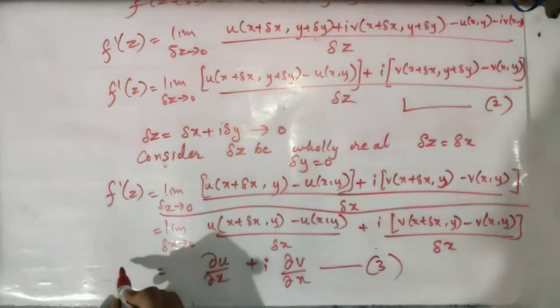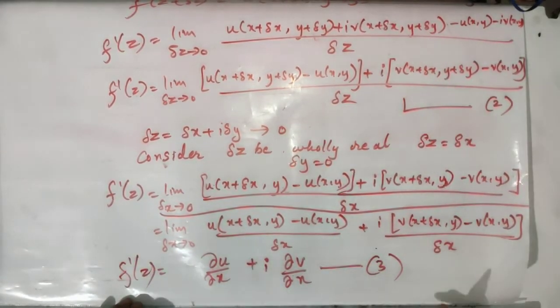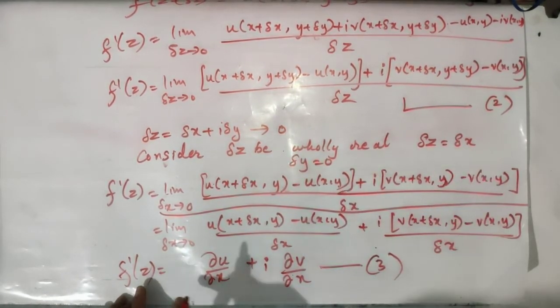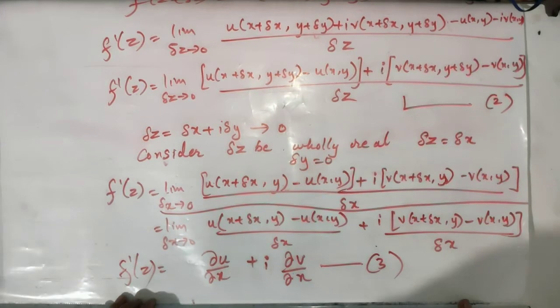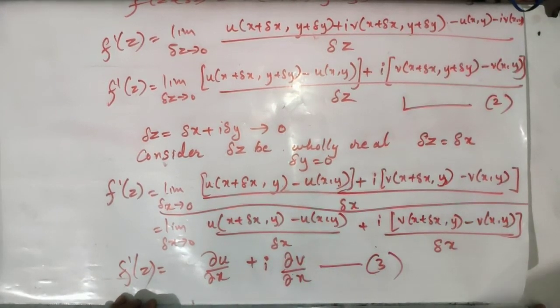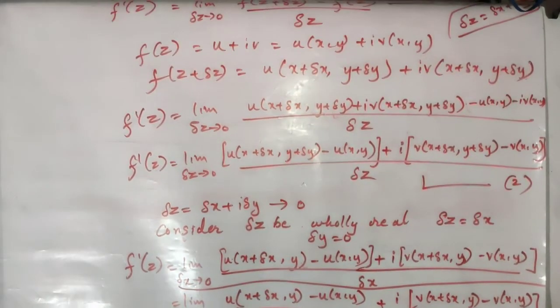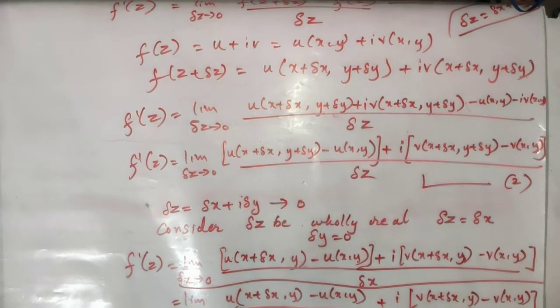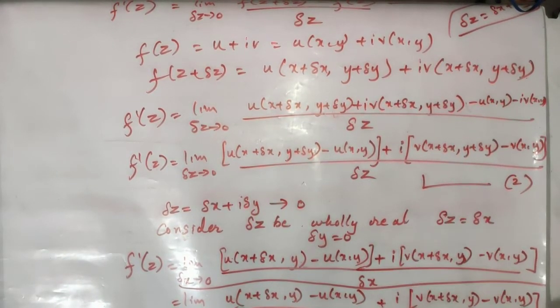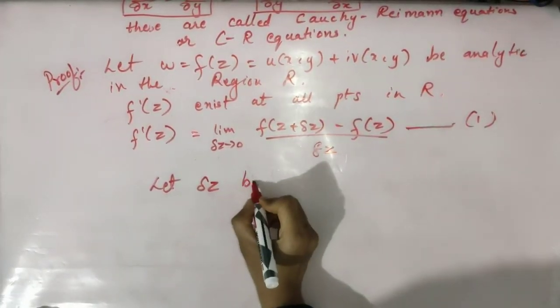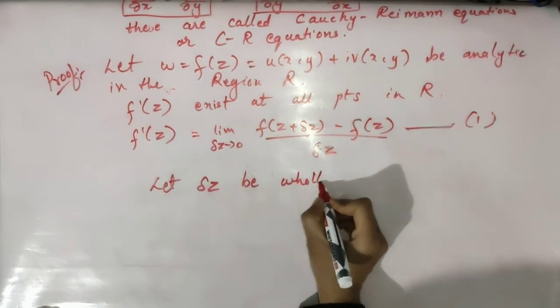We have got f dash of z, if we are going along the x-axis, considering y is 0, along the x-axis f dash of z is taking this value. So hence we have got one part, half part of this derivation. Now we'll go for another part. How do we go for another part? That is, we consider delta z to be wholly imaginary. Here only we'll do the changes and we'll get the result. One minute. Now let delta z be wholly imaginary.